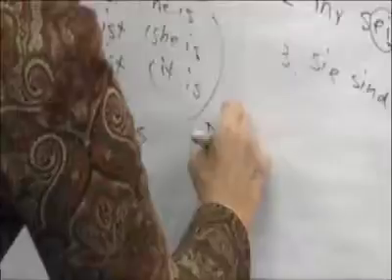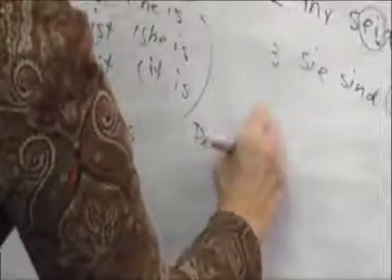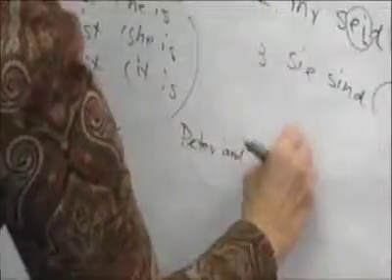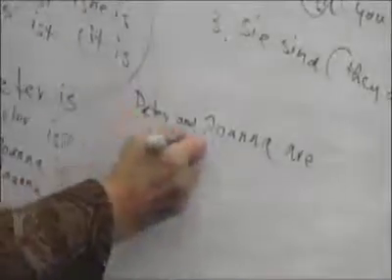Now, if you're talking about 2 people, for example, if we say Peter and Joanna, Peter and Joanna are. How would we say that in German? We would say Peter and Joanna. How do we say are? It's more than one person, it's plural, right? They, so we say sind.